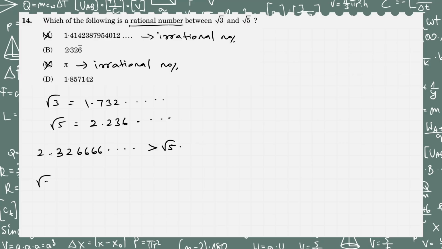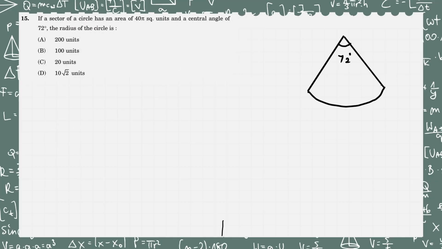So the only choice we have is the number 1.857142, which is a terminating decimal number. So it is a rational number, no doubt about that. So it lies between root 3 and root 5 also. So option D is the correct answer. Let's move on to the next sum.